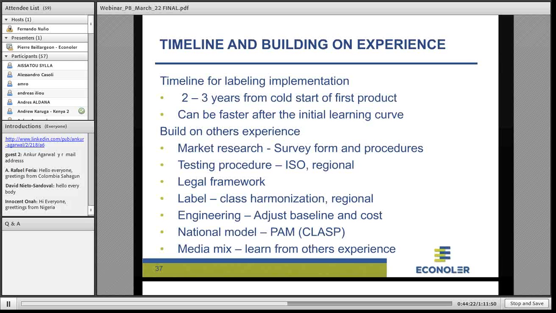So, last word. I already mentioned several times that there is already a lot of experience existing, and there are several elements where you can use the experience from other countries, previous experience, to accelerate the pace at which you can deliver a standard and labeling program in the market. So market research has been done in several countries, so you can find a lot of information about survey forms and procedures.